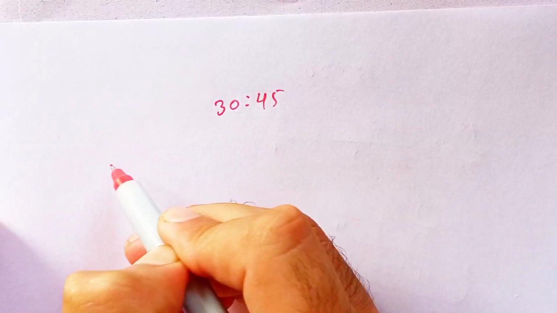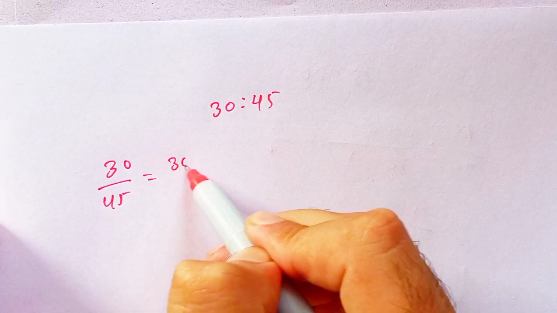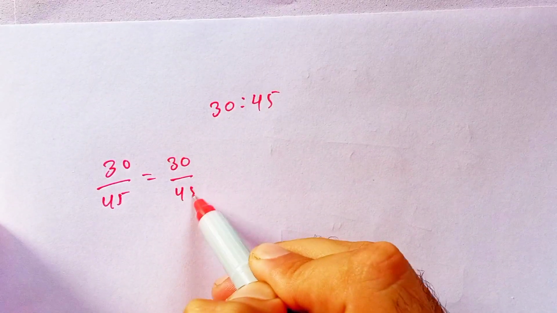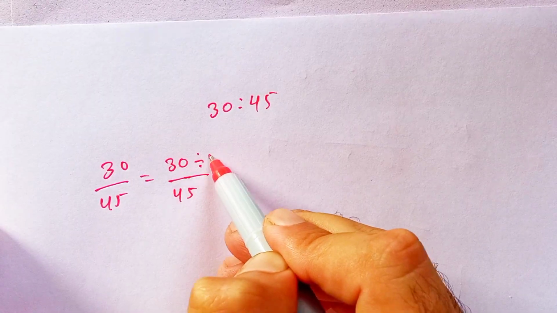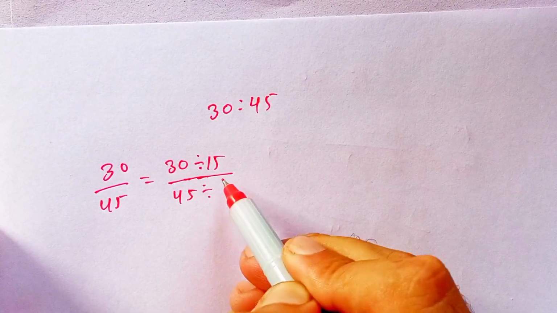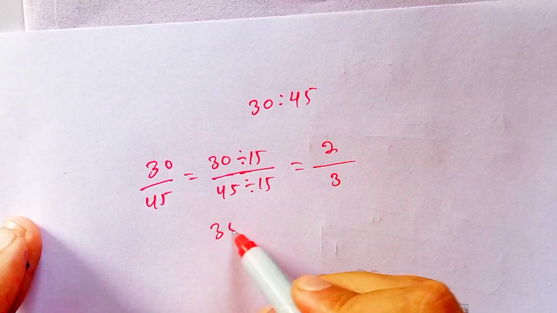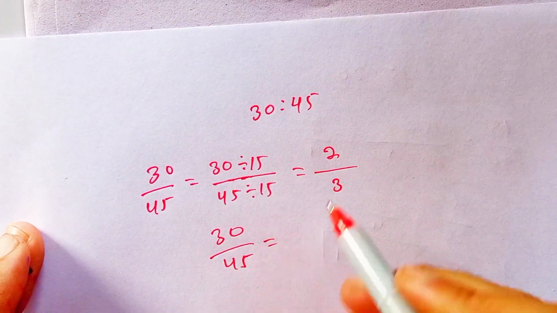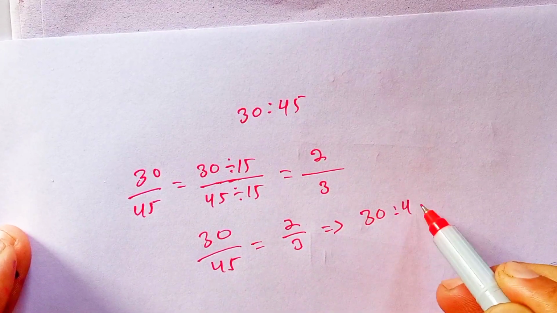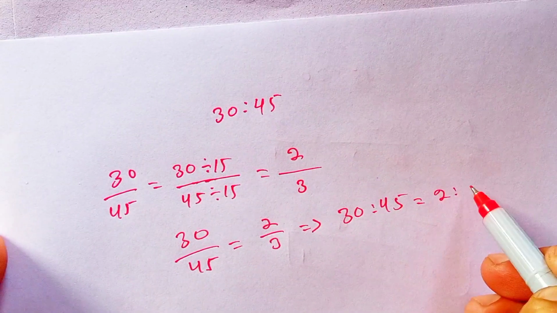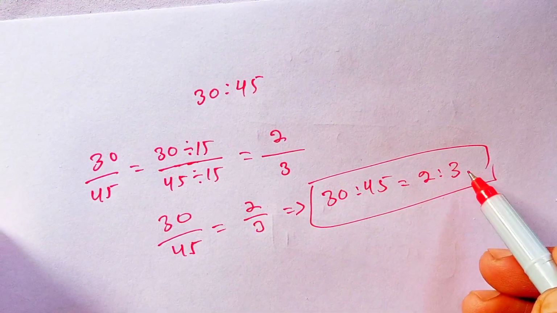30/45 is 30 divided by 45. Divide the numerator and the denominator by 15, right? 30 divided by 15 is equal to 2 and 45 divided by 15 is 3. So 30/45 can be written as 2/3. So 30/45 is equal to 2/3.